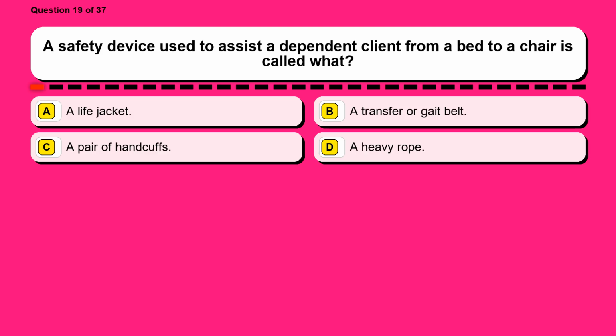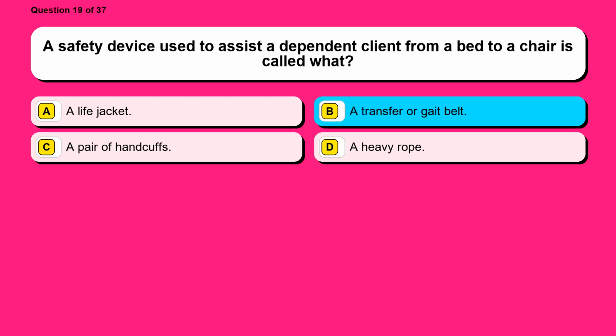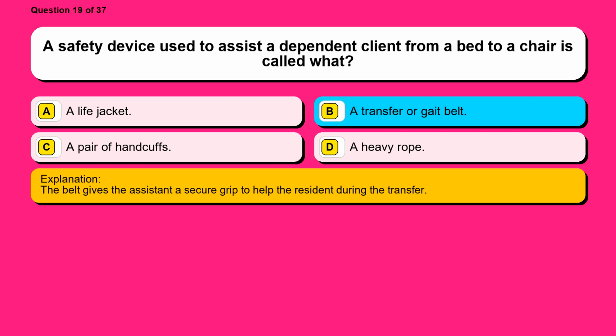Question 19. A safety device used to assist a dependent client from a bed to a chair is called what? Option A, a life jacket. Option B, a transfer or gait belt. Option C, a pair of handcuffs. Option D, a heavy rope. The correct answer is option B, a transfer or gait belt. The belt gives the assistant a secure grip to help the resident during the transfer.